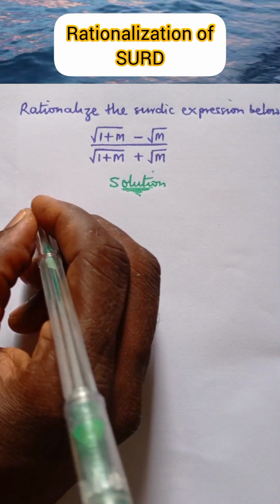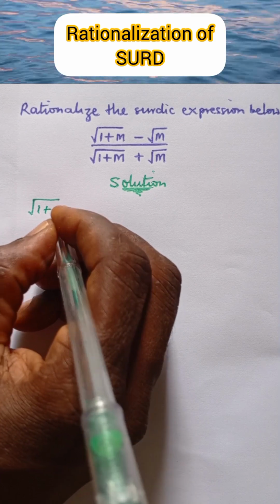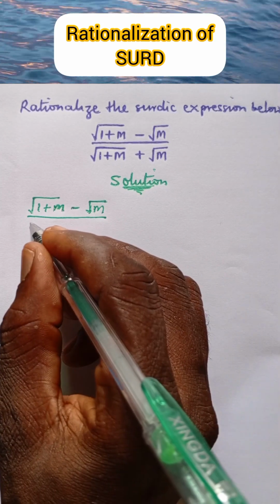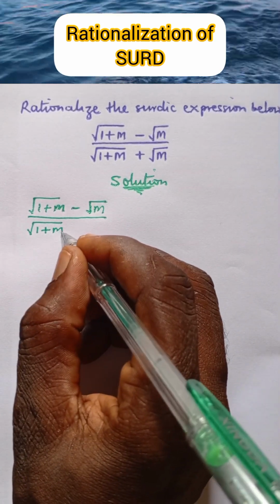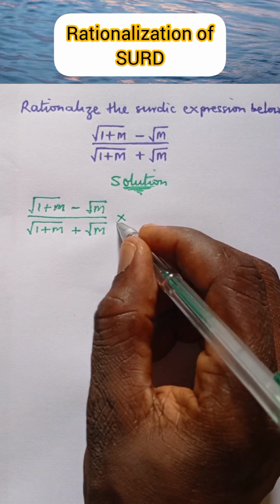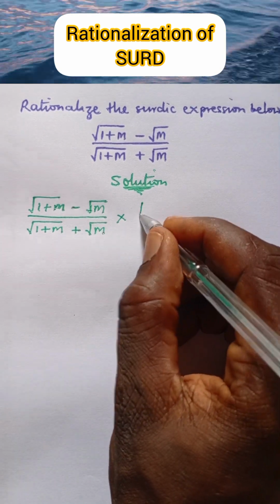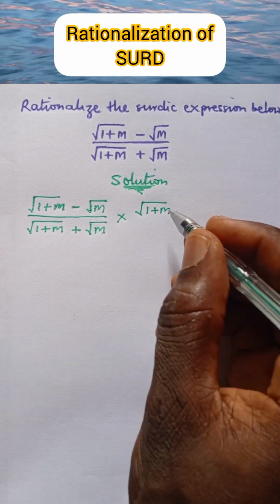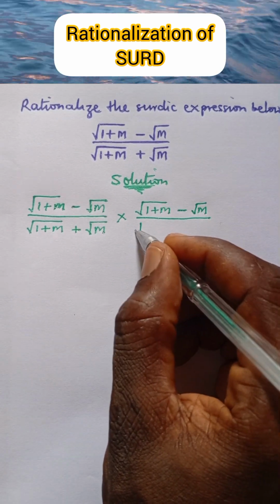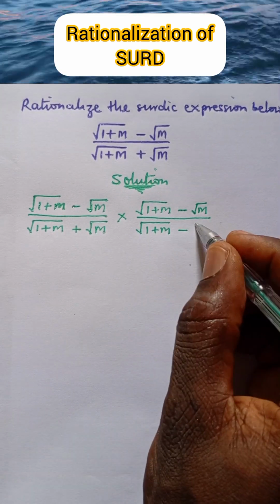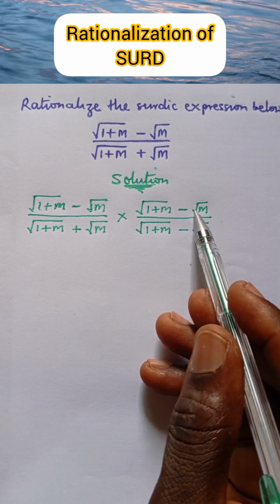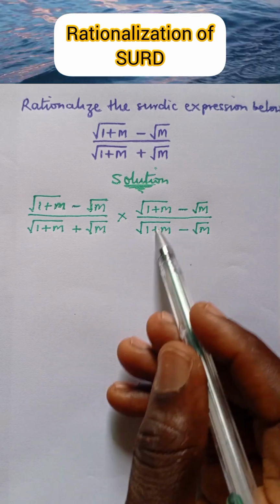We have root 1 plus m minus root m all over root 1 plus m plus root m. They are going to multiply now with this expression root 1 plus m. Now the sign has to become minus root m all over the same thing, root 1 plus m minus root m. So right now, every term here will multiply every term here, and similarly, everything here multiplies everything here.